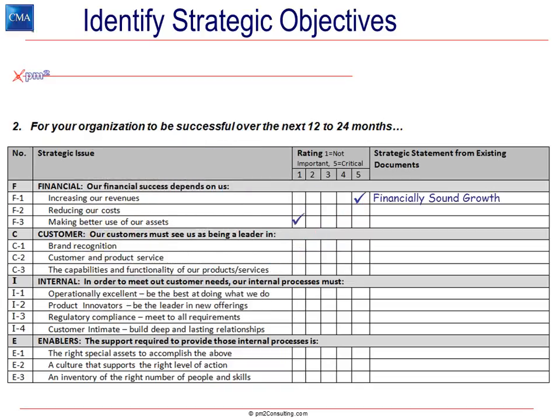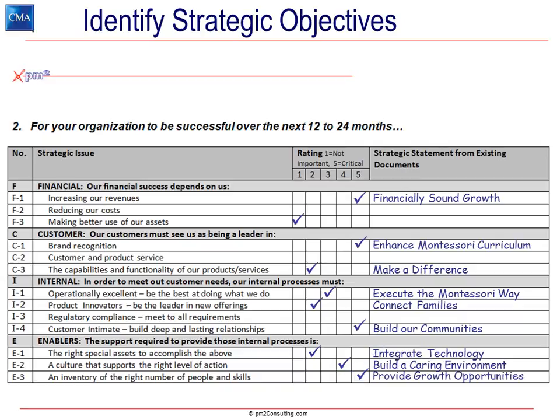So, as you begin the journey, you may find some, like in this example, making better use of our assets. Yeah, that's important to the school, but not that important. Therefore, it's not important enough to be on the strategy map. In this case, brand recognition is important, and if we take a look at the wording, it's clearly about enhancing the Montessori curriculum, etc. So in this way, we can use this as a reminder or tickler file to begin understanding what are the strategic objectives that we need to have and how important they are.